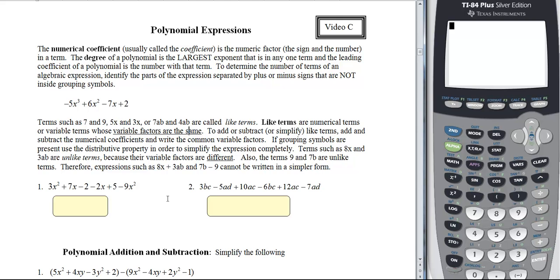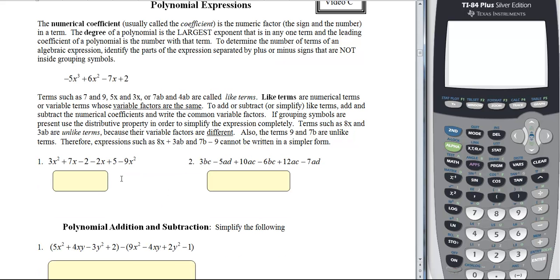So our first job on this particular problem is to combine like terms. Now you can rewrite the like terms together if you want, or scan through. I usually look at my first term and then scan through the problem to see if there's another x squared available. So I see 3x squared and a -9x squared, so that will give me a -6x squared.